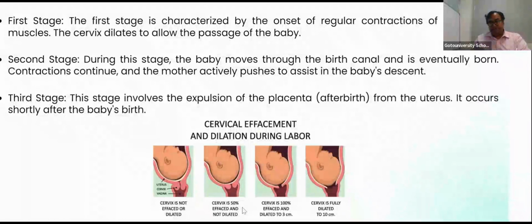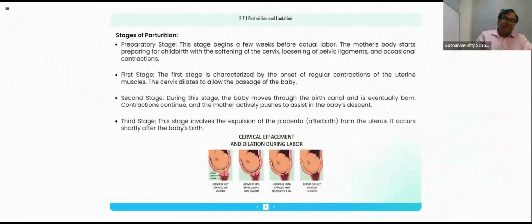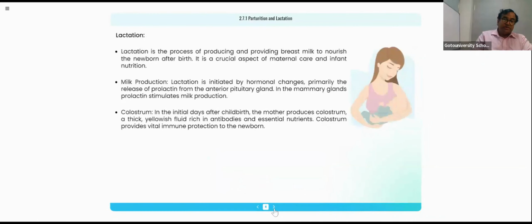Cervix is 50% effaced, 100% and fully dilated. The amount of pressure making the baby move is because of the oxytocin action over the endometrium. Oxytocin action over the endometrium. This is the message we need to understand, right?